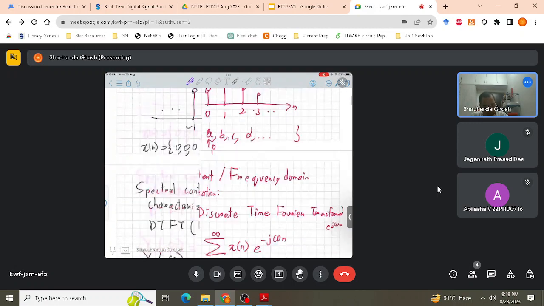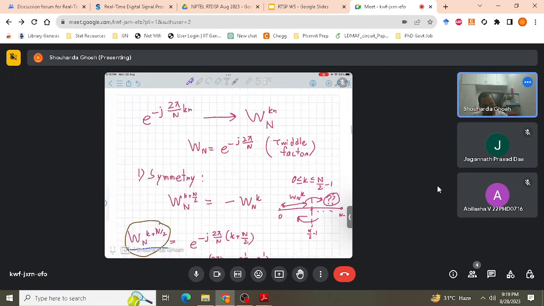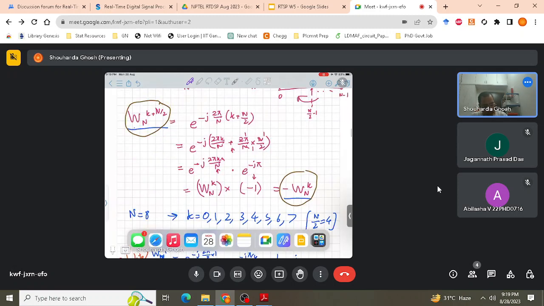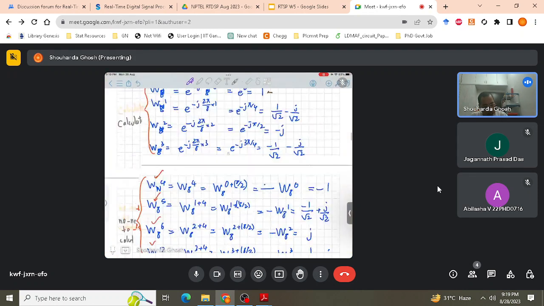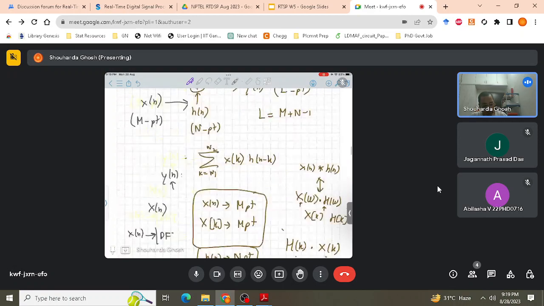Where did we learn it? Yeah, we learned this symmetry property. Look at this, W_N of k plus N by 2 is minus W_N of k. And then we also learned this periodicity, W_N of k plus N is W_N of k.